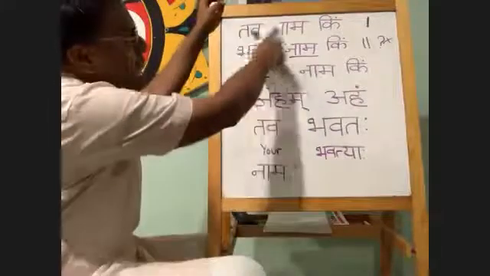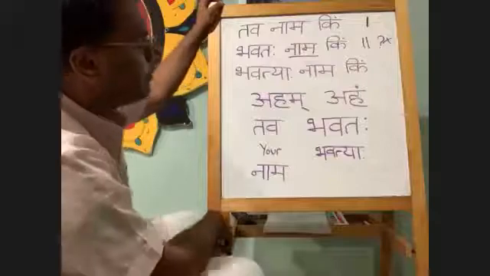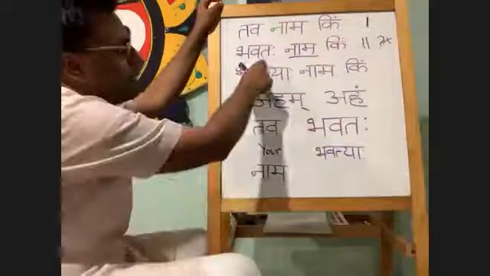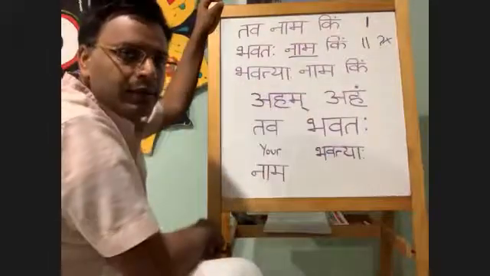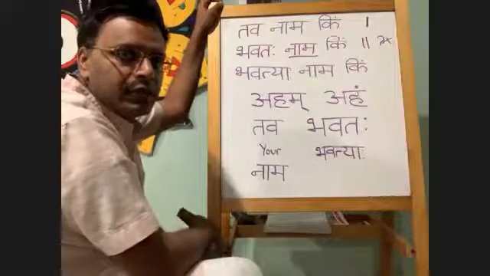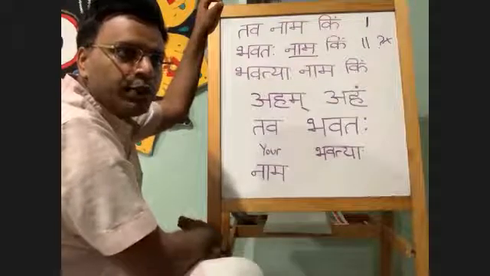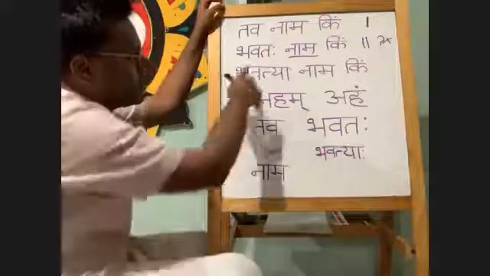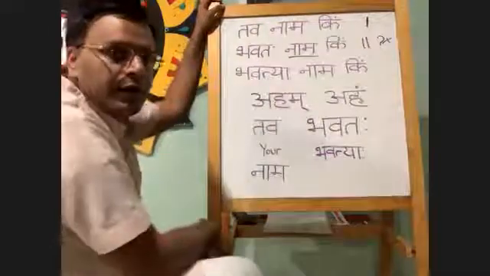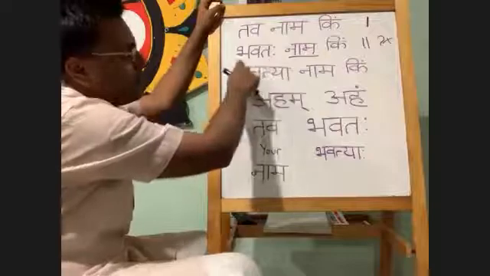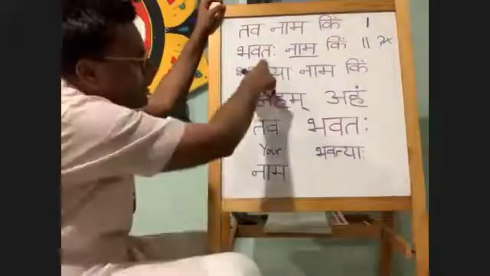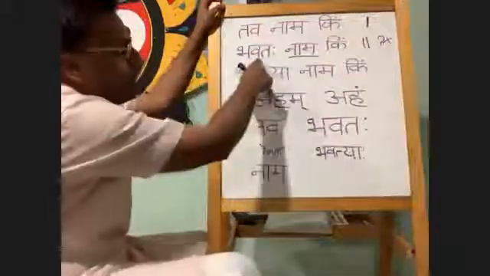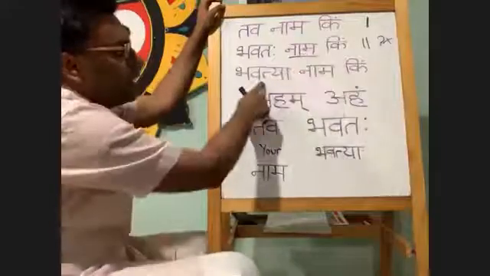So tava naam kim. What is your name? And then we did the variation, rather than using the word tava, bhavatah and bhavatayah. If you are addressing somebody who is elderly to you, superior to you, we address them respectfully. The respectful address is bhavatah or bhavatayah. If you are addressing a male, some Prabhuji, then bhavatah. If you are addressing a female, then bhavatayah. So bhavatah naam kim. Bhavatayah naam kim.